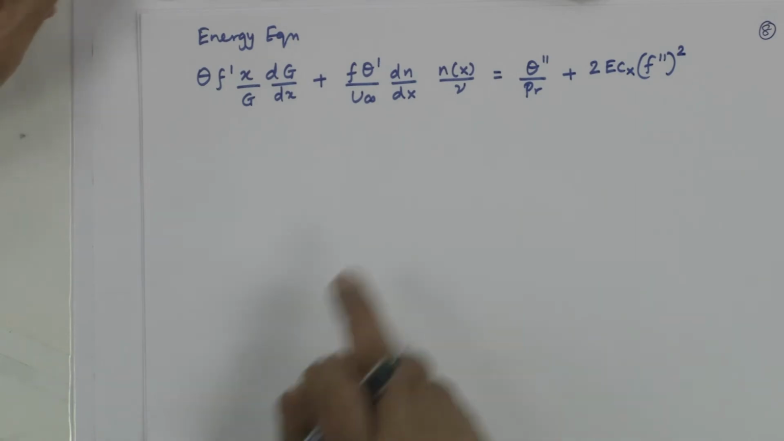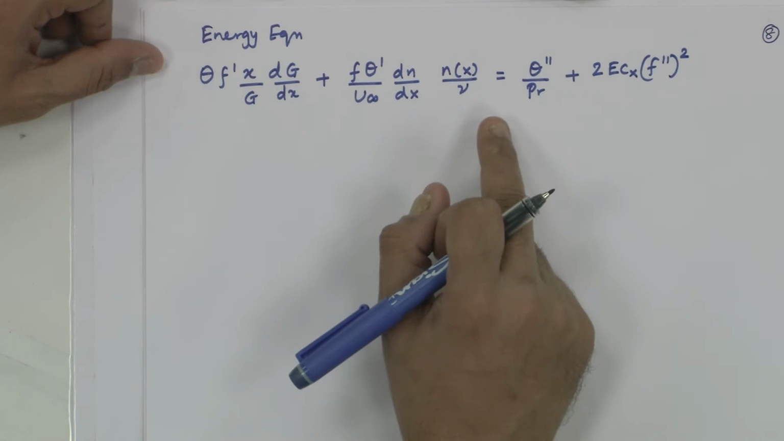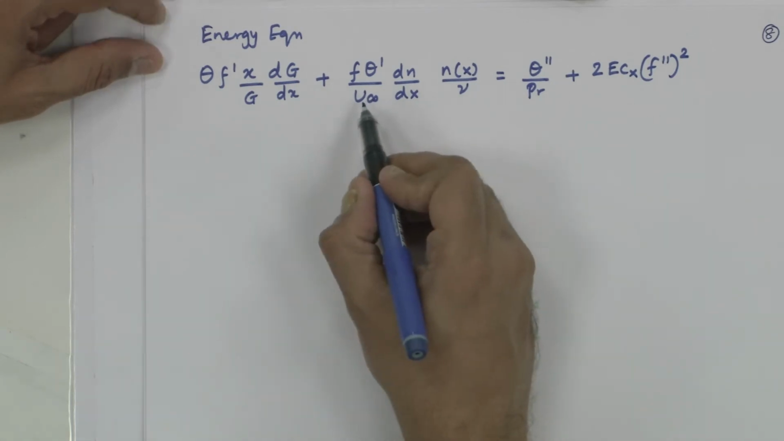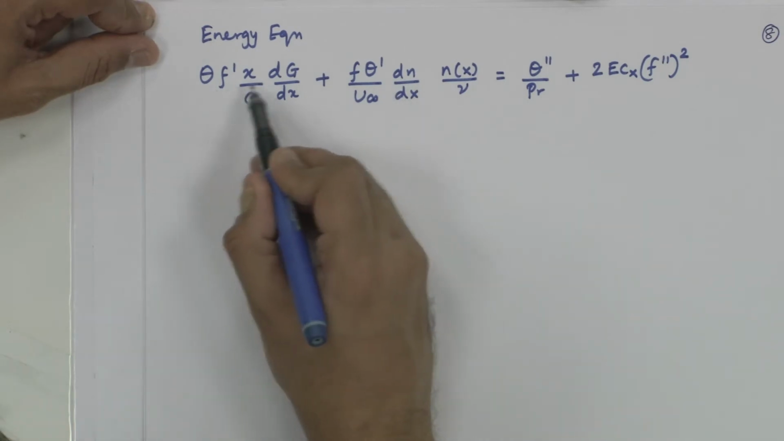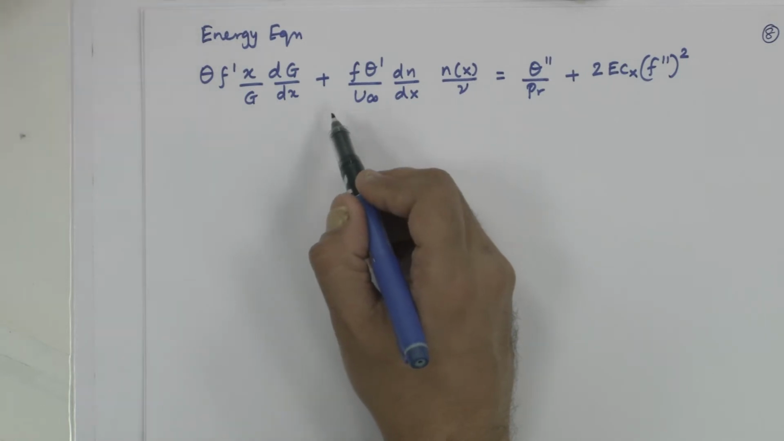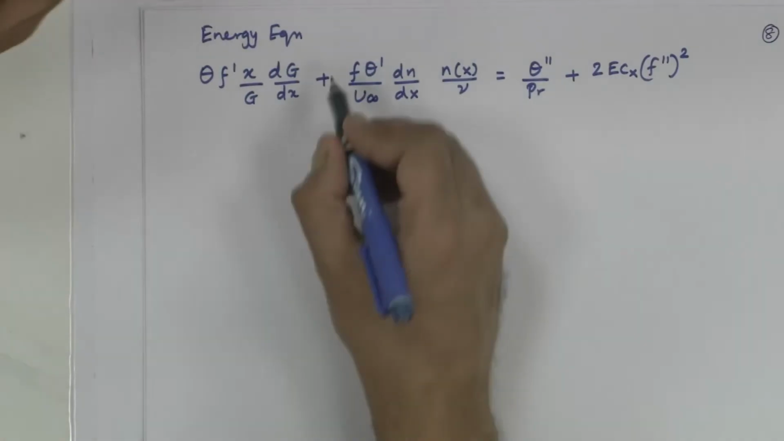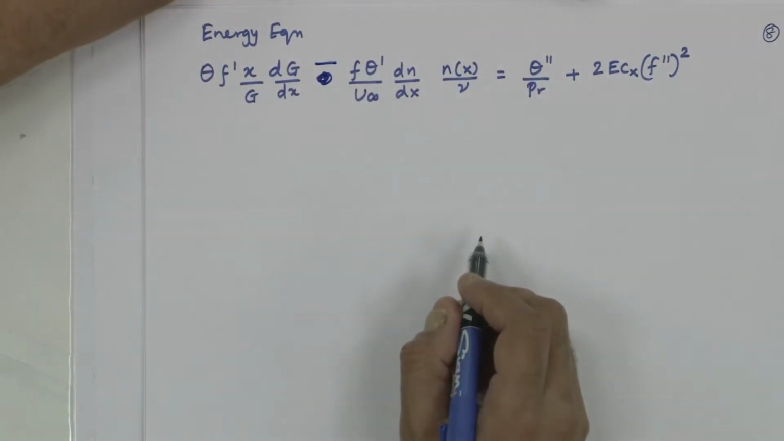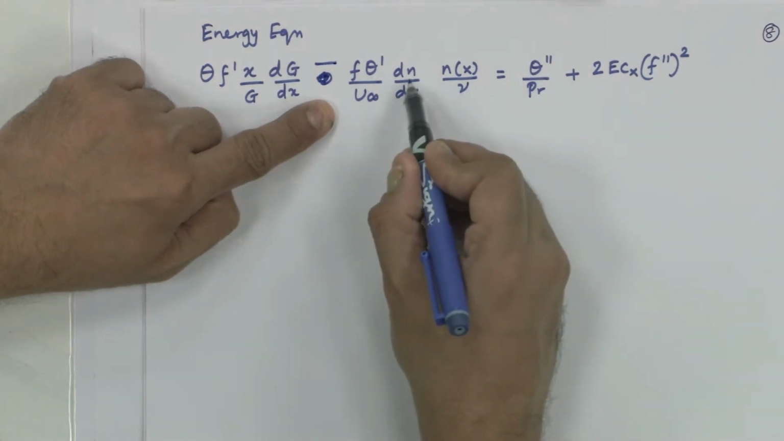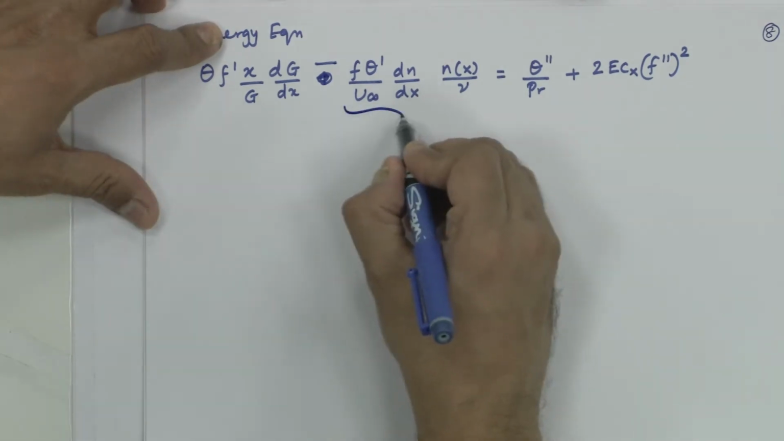Okay, so I have 2 Eckert theta double prime, f prime theta x g dg by dx minus f, sorry, here this is a minus sign, minus f theta prime dn by dx n of x nu. So let us manipulate this.